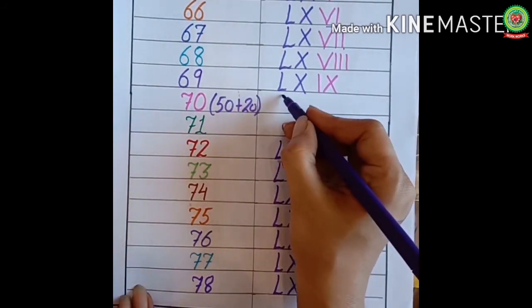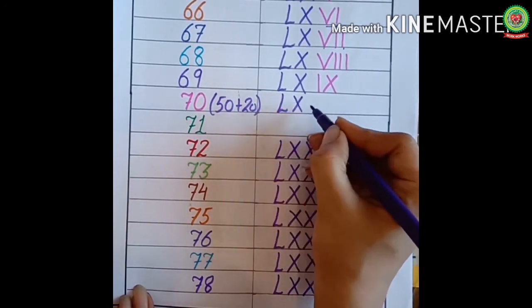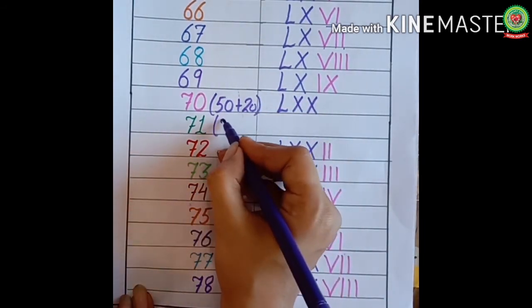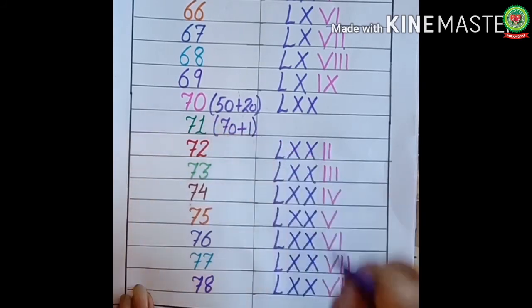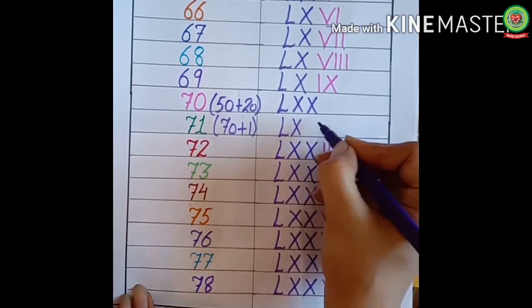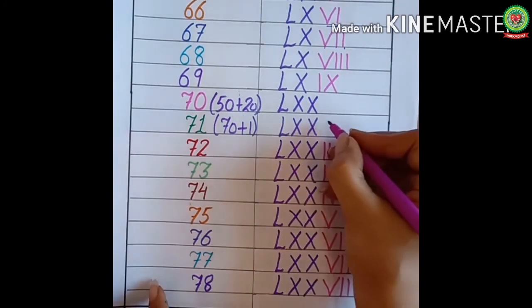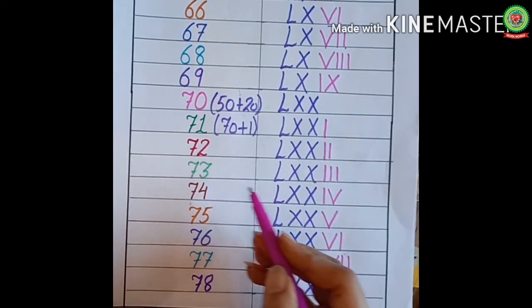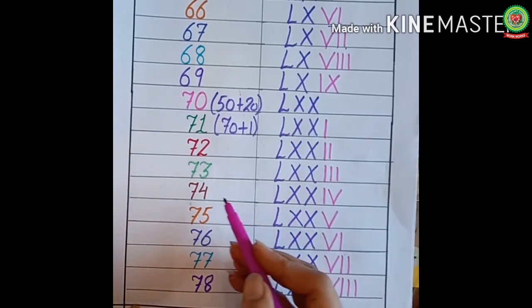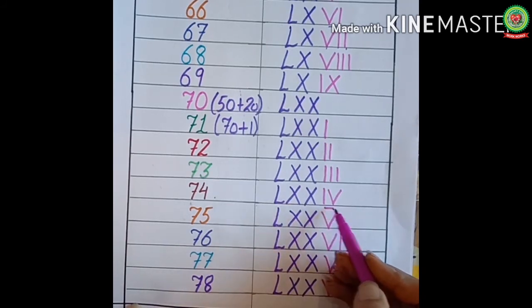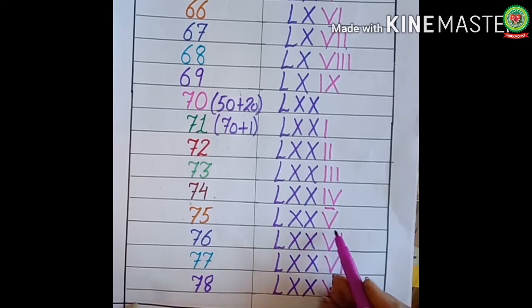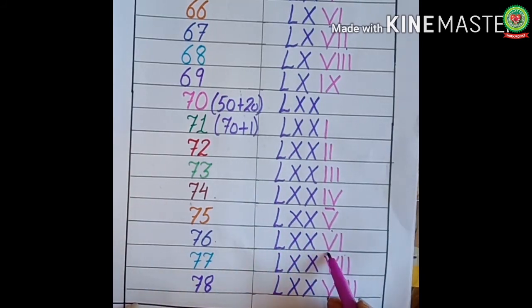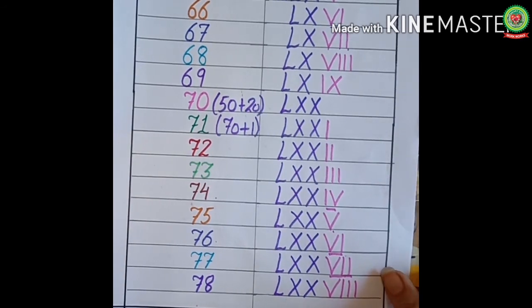70, 50 plus 20. 50 has the symbol L and 20 we can write as XX. So 70 is LXX. 71, 70 plus 1, LXXI. 72 LXXII. 73 LXXIII. 74 LXXIV. 75 LXXV. 76 LXXVI. 77 LXXVII. 78 LXXVIII.